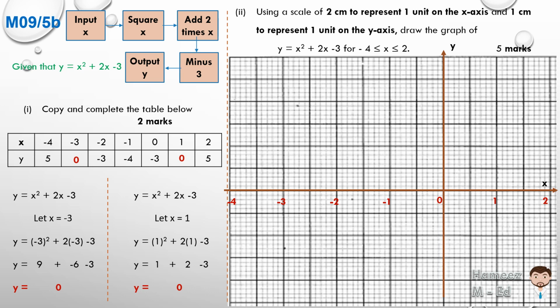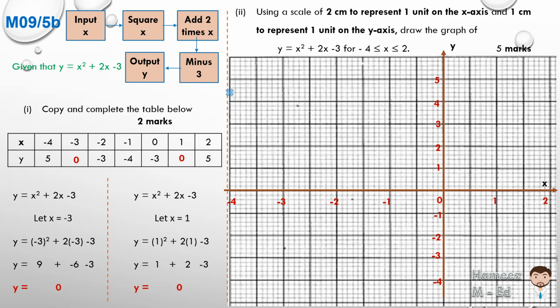Don't forget about x and y. And on the y-axis, the scale is a little different. It's 1 cm to represent 1 unit. So we can start with minus 4, minus 3, minus 2, straight up till 5. How do you know which values to plot? Let's look at the table. From the table, the least value of x is minus 4, and the greatest value is 2. So on our x-axis, we must have those covered. And on the y values, the largest value is 5, and the smallest value is minus 4.